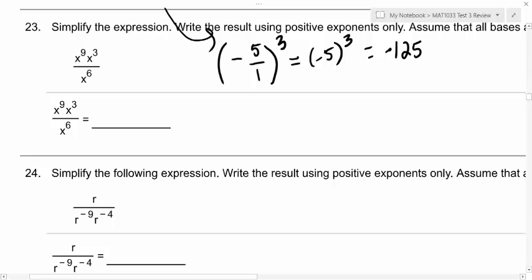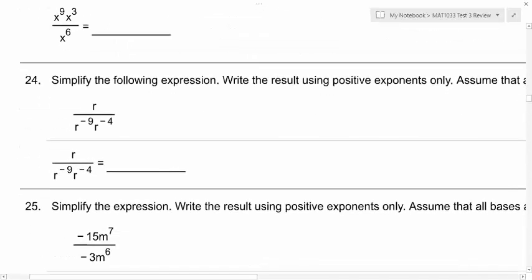So what about number 23? What do you guys want to do first there? Don't you add the 9 and the 3 together? It's a great first step. Yep. So if you add 9 and 3 together, what do you get? X to the 12th. Good. And then we have to divide, right? So when you divide, what do you do with the exponents? You subtract the 6 from the 12. Good, which gives us x to the 6. Very good.